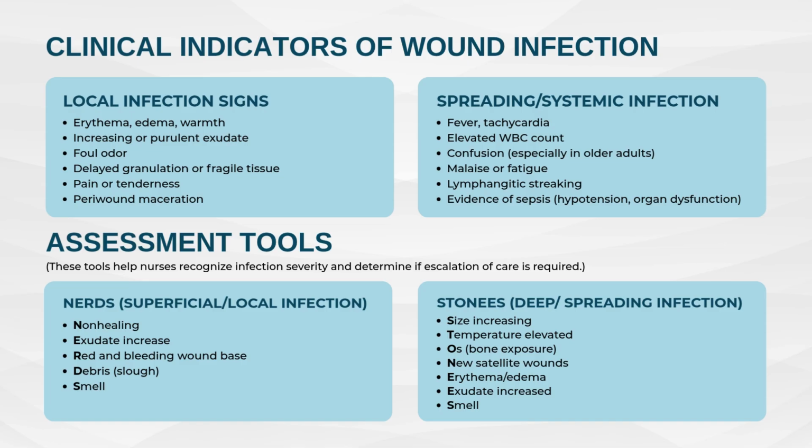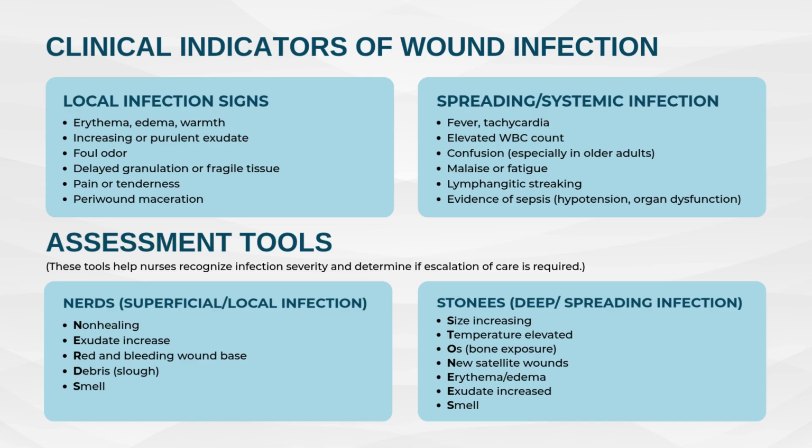We use the NERDS tool for superficial infection: Non-healing, Exudate increase, Red wound bed, Debris in the wound, Smell. If 3 or more signs are present, it's time to consider topical antimicrobial therapy. For deeper or systemic infections, use the STONE tool: Size increase, Temperature elevation, local or systemic.